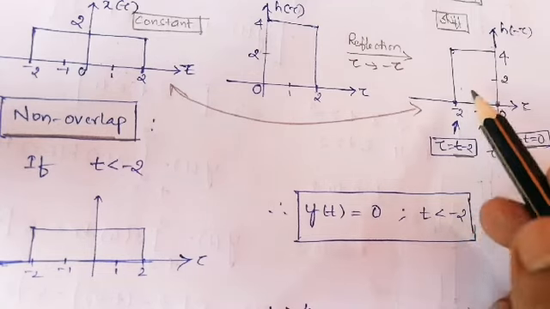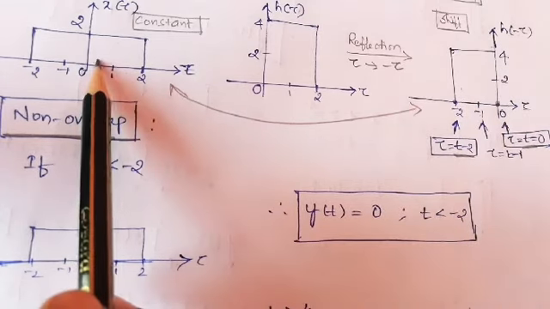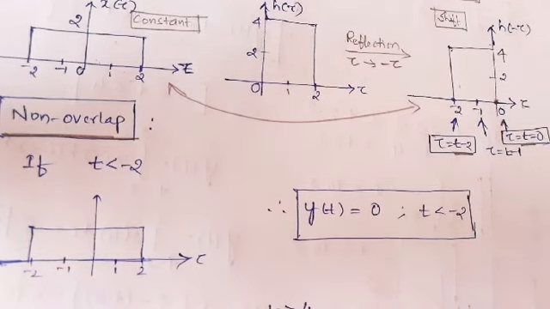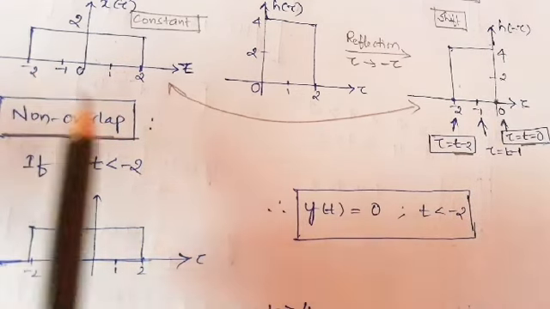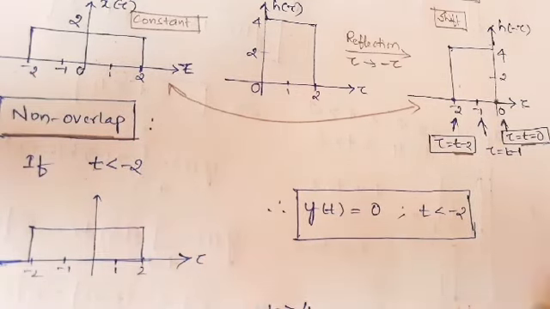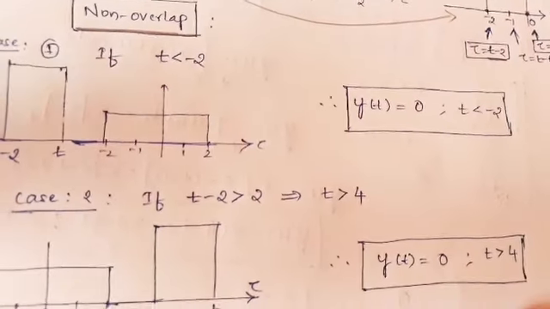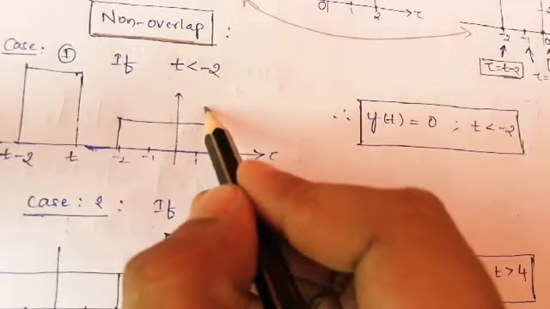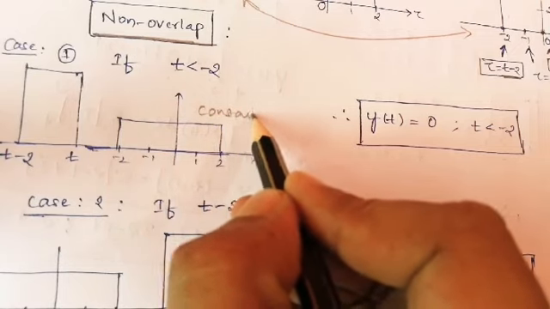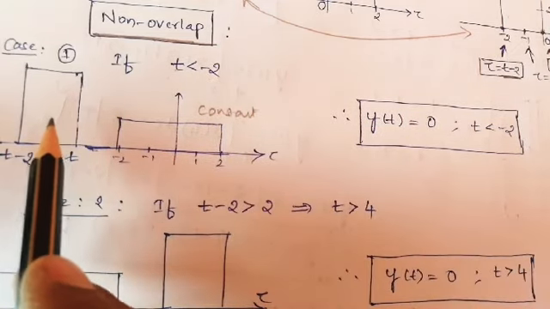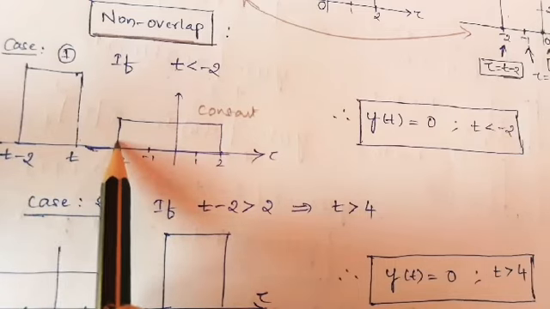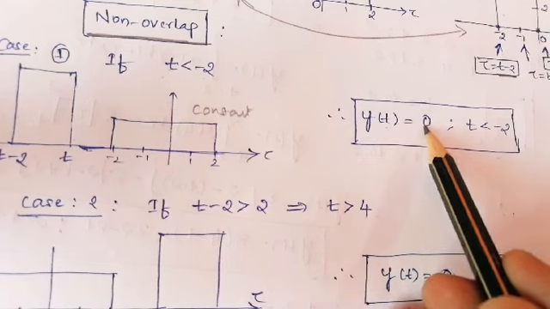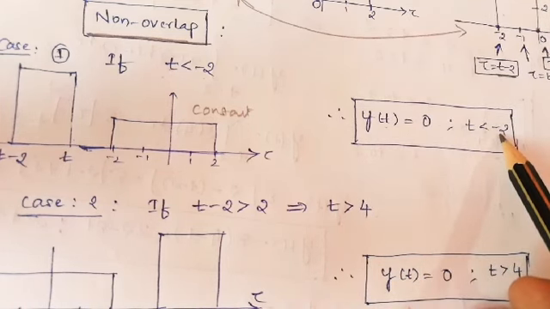Let us take this second sequence and place it over the first sequence in such a way that there is no overlap. Non-overlap case means if t is less than minus 2, then there is no overlap. See the case for that. The first sequence is constant, and the second sequence is shifted in such a way that t is less than minus 2, then there is no overlap. Hence we can write y of t equals 0 for the case t less than minus 2.